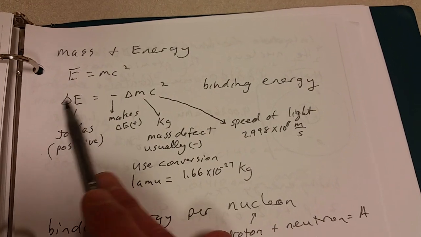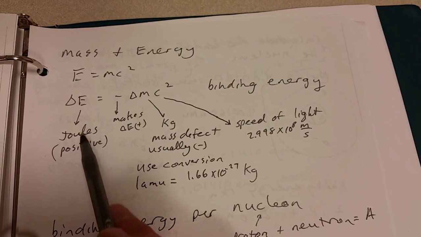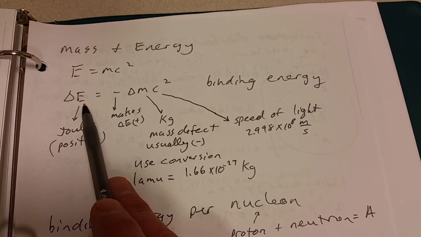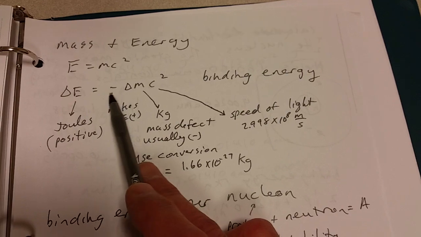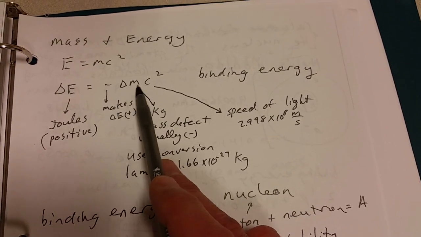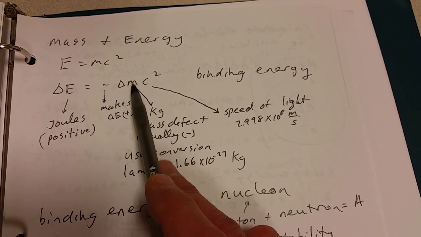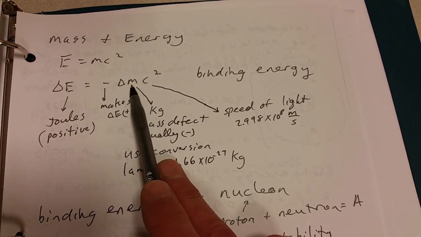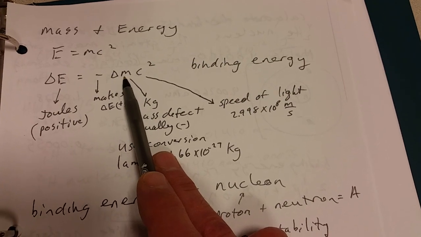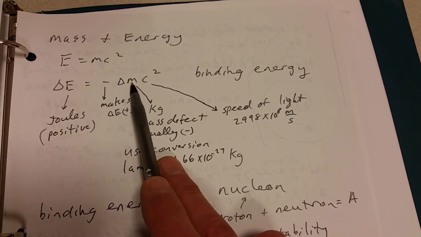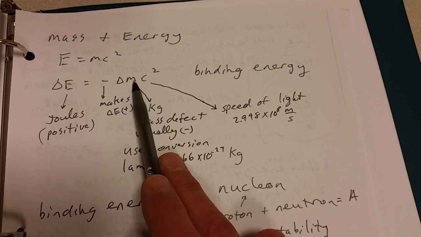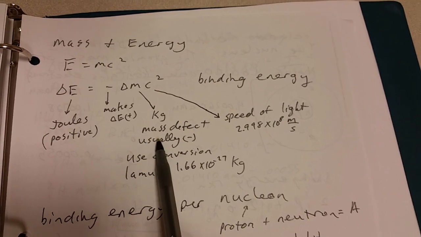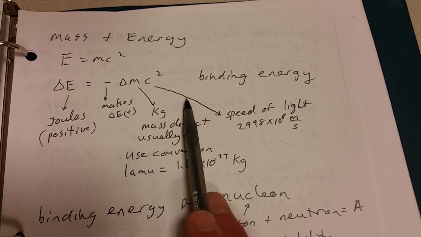For this equation, delta E, where we use the delta for a change, is in joules, and it's always positive because it's the energy that's released from these nuclear reactions. The negative sign is just by convention. The delta M is the mass defect. It's in kilograms, and it's basically when two things combine together, they essentially annihilate one another, and the mass disappears and is turned into energy. So that mass loss is a negative number. The negative sign here makes it a positive energy. And then the speed of light is just a constant.